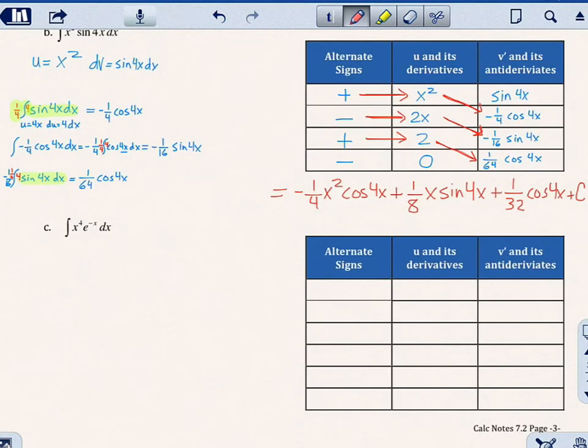All right, I want you to give letter C a try on your own. Go ahead and pause the video and come on back when you're done to check your work.